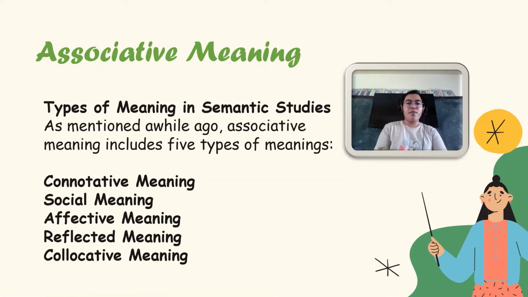Now, there are different types of meaning in semantic studies. As mentioned a while ago, associative meaning includes five types of meanings. Number one is connotative meaning, second is social meaning, third is affective meaning, fourth is reflected meaning, and the last one is collocative meaning.